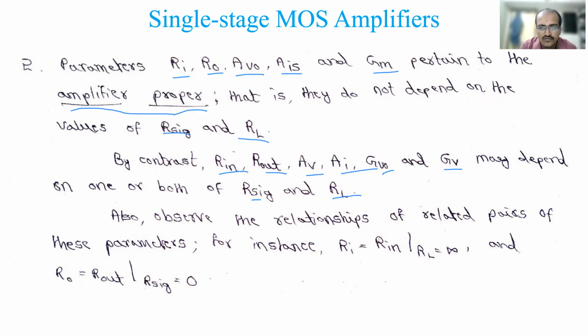Also observe the relationships of related pairs of these parameters. For instance, this RI and this Rin have a relation. How? RI equals Rin when you make the RL value very high, that is infinity, so RL is not connected. And similarly, RO is equal to Rout when you have made the R signal value 0. So there is a relationship. This is about the second remark in that set of parameters we have learned. Yesterday we just saw the equation relation and did not explain it, so I'm continuing that here.